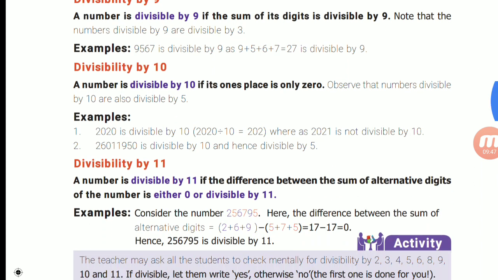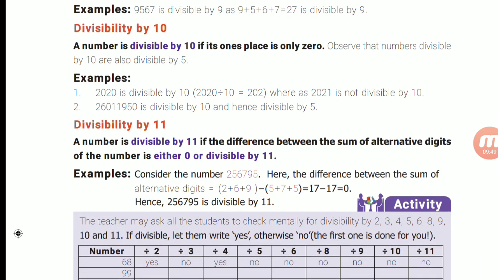Okay, then divisibility by 11. If the sum of digits at alternate positions is either 0 or divisible by 11. Okay, let's see the example, you will find it easy to work out.